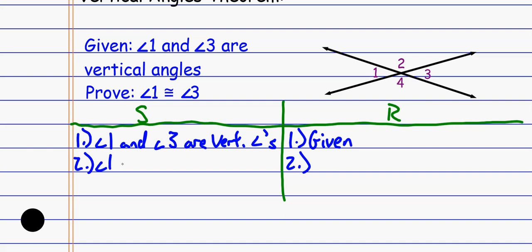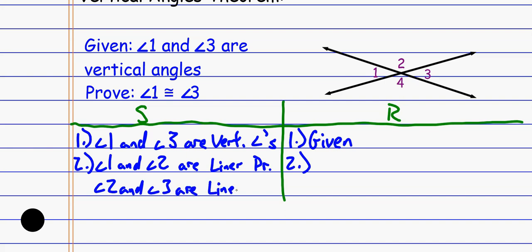So I'm going to jump right to angle 1 and angle 2 are a linear pair, okay? And I could say the same thing about angle 2 and angle 3. Those are also a linear pair. I missed an A in there. And again, abbreviate, but make sure I can understand your abbreviation.